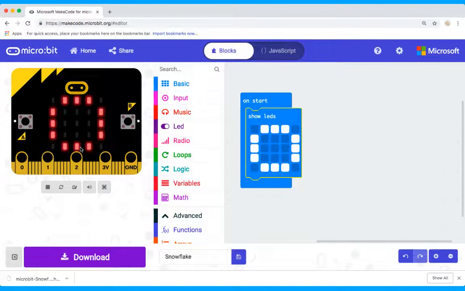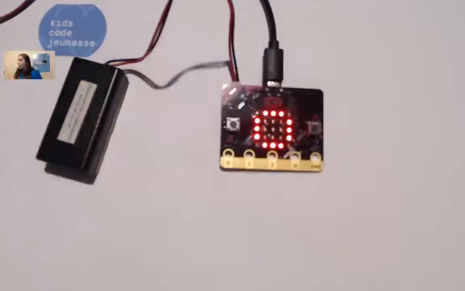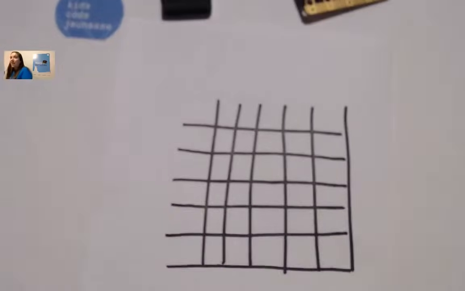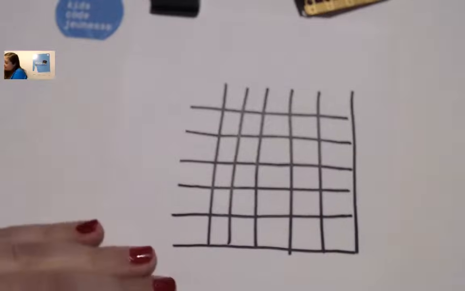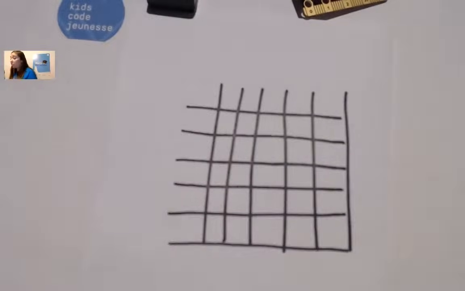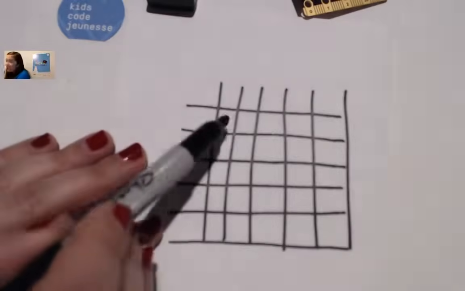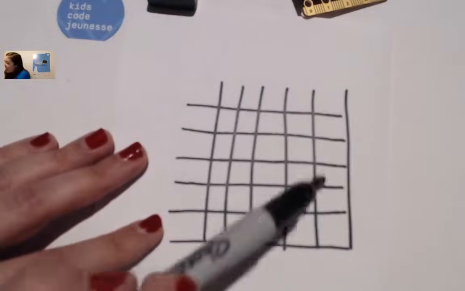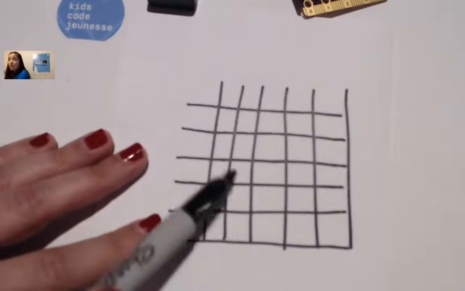Now that I have my snow globe made, I will want to add some snow in it. Now I will switch back to my microbit webcam because I want you to notice something. Here you go. The microbit itself, we can generate images by using the Show LEDs panel, the blue block that we've been using since the beginning. But we can also control each LED individually.